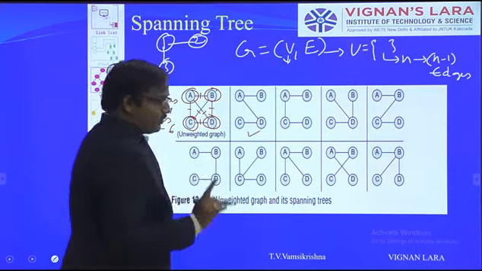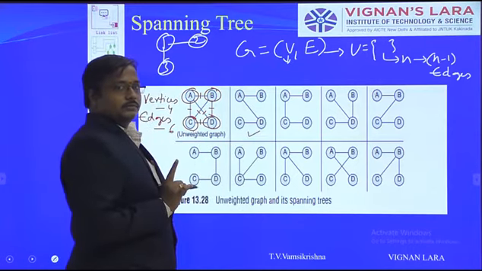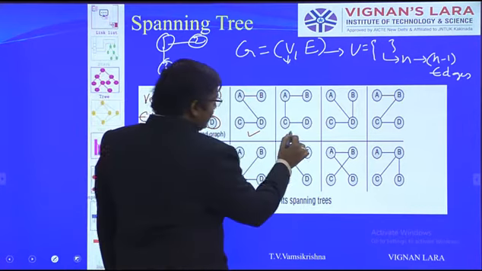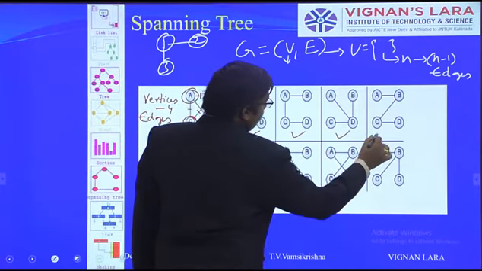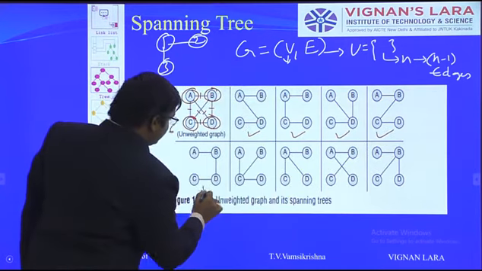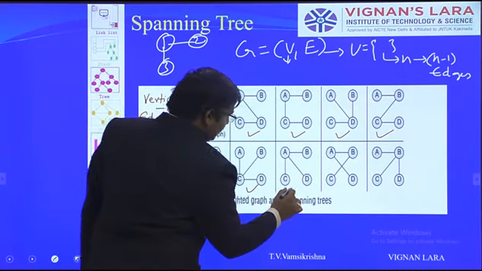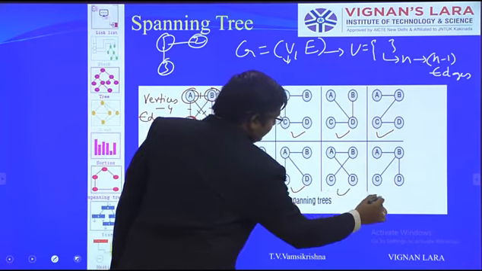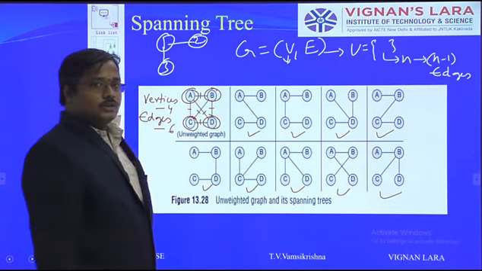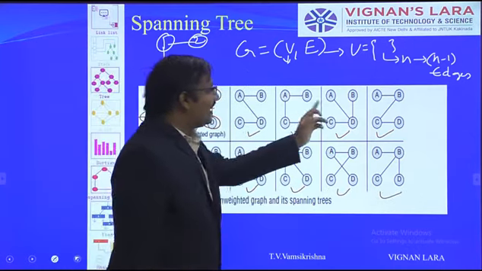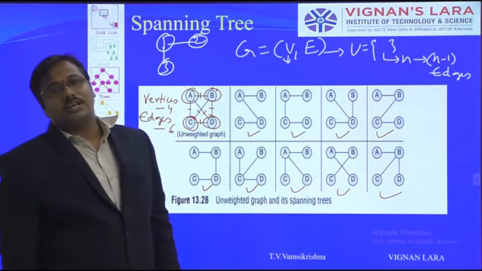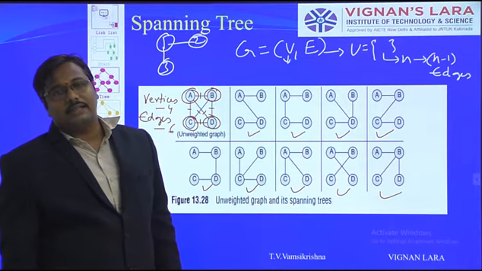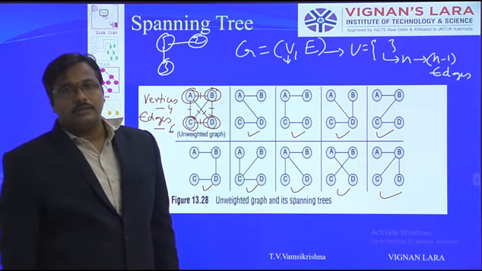So this is one spanning tree. This is another spanning tree, and another, and another. Try to observe that in each and every one we are selecting only 3 edges out of the 6 edges.